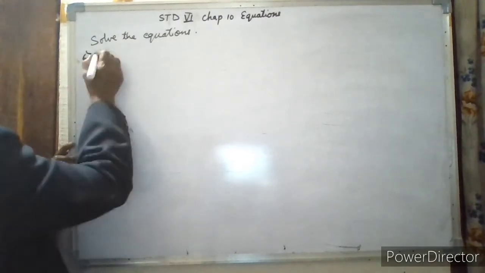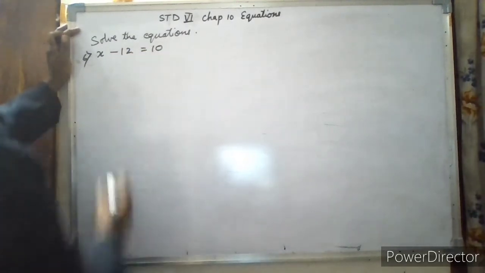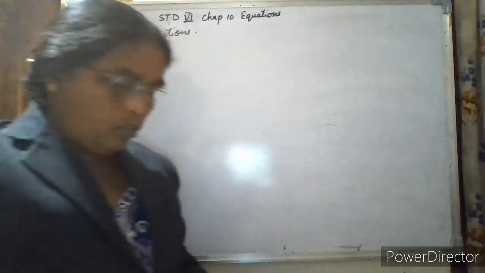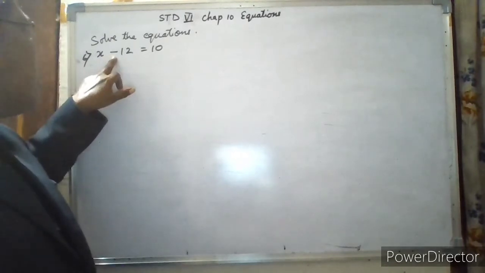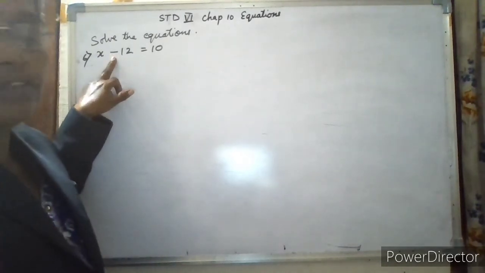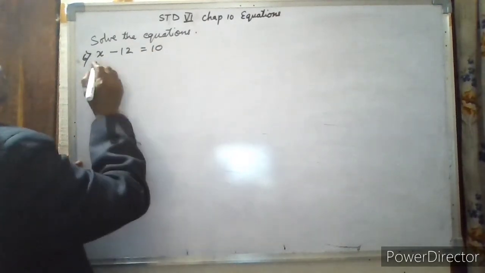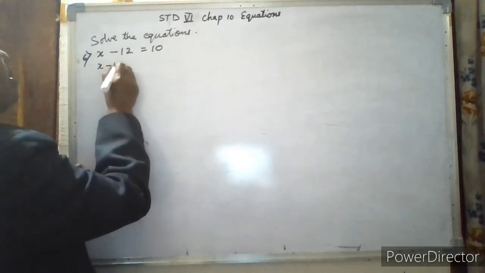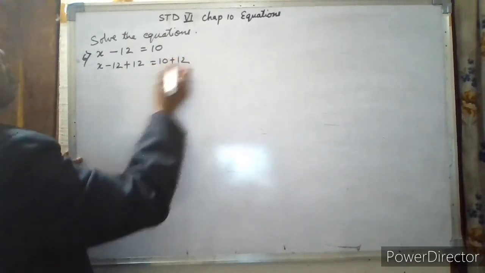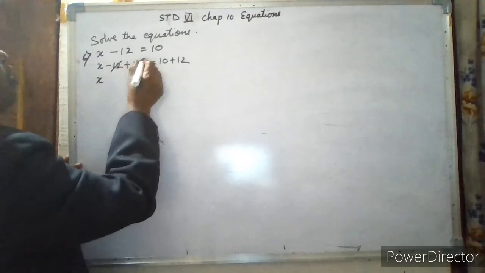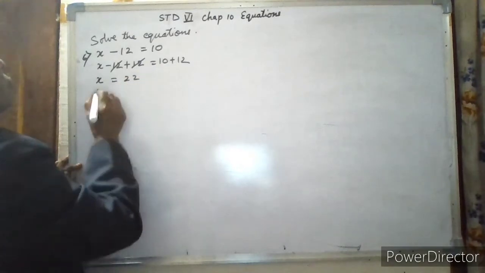Now x minus 12 equal to 10. Before I had used x plus 5 is equal to 15 or whatever it is, a plus sign was there. Now here I am using a minus sign. So x minus 12 is there, so write the opposite, plus 12, equal to 10 plus 12. So here minus 12 plus 12 cancel, x will be equal to 10 plus 12, which is 22. Therefore x is equal to 22.